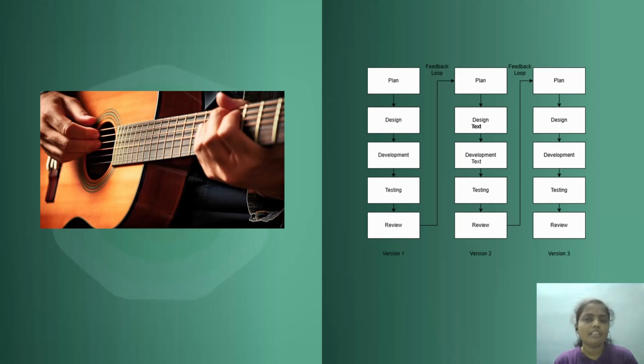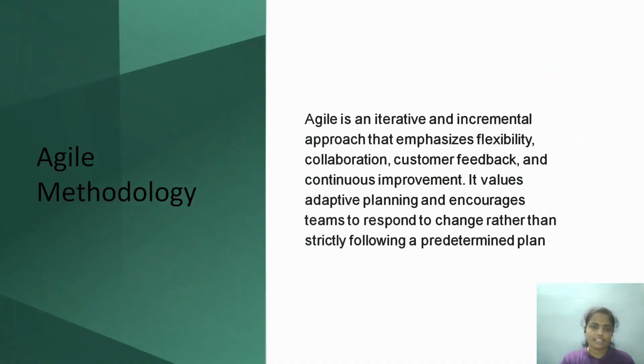Okay, then we will learn Agile. That's what we are getting next. Agile. People who already know the definition of Agile can very well correlate. Agile is the combination of iterative and incremental. Yes. Agile is an iterative and incremental approach that emphasizes flexibility, collaboration, customer feedback, and continuous improvement. It values adaptive planning and encourages teams to respond to change rather than strictly following a predetermined plan.